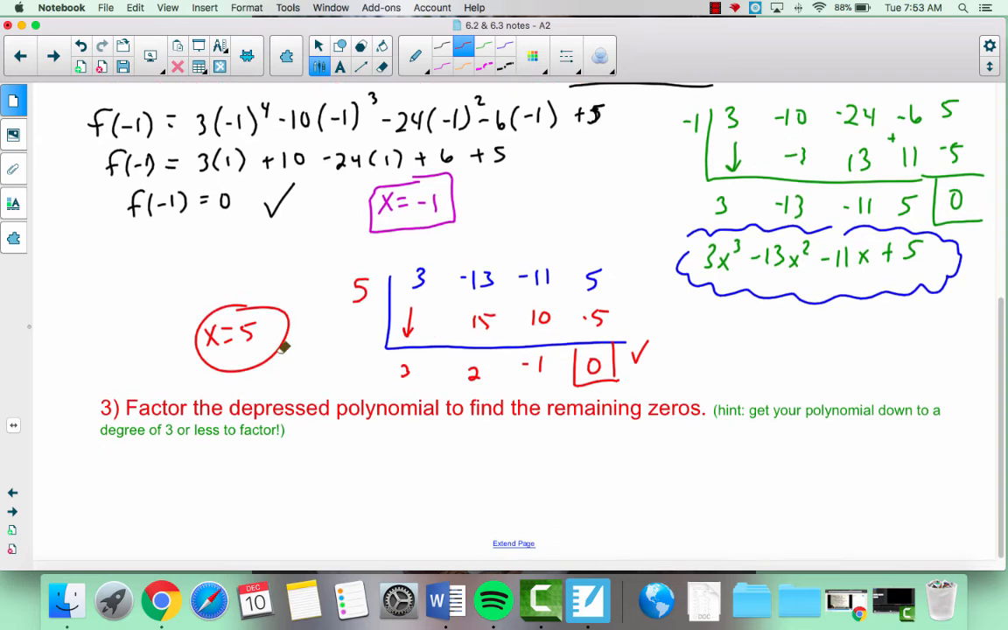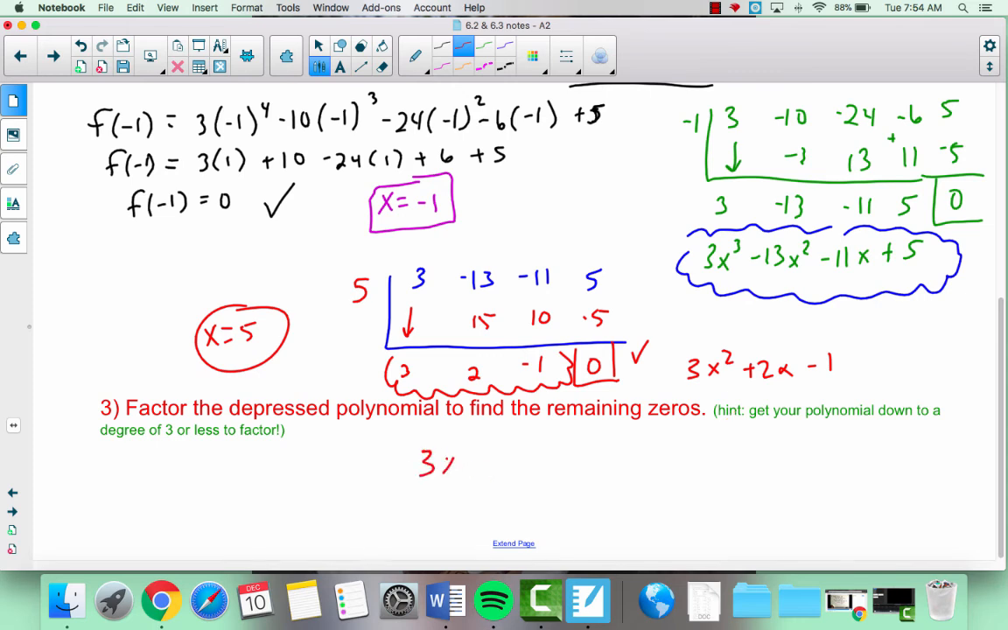But now the reason this was so beneficial was because now I've got these new numbers here that form a quadratic, 3x squared plus 2x minus 1. And that kind of leads us into step 3. When you get the smaller polynomial, you can find the remaining zeros without having to test, because now I can do quadratic formula or I could factor using some other method.